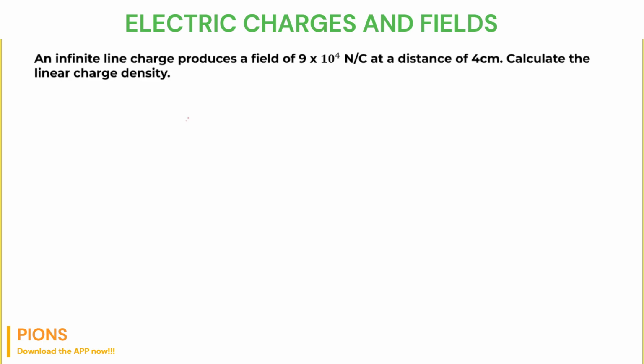Okay, the question over here says an infinite line charge produces a field. So electric field E over here is 9 into 10 to the power 4 Newton per Coulomb, that is our electric field, at a distance r that is equals to 4 centimeters. So I'm just writing it as 4 into 10 to the power minus 2 meter. Calculate the linear charge density. Now we know that due to a line charge, electric field E is equals to lambda by 2 pi r epsilon naught, right? So we are looking for lambda from this question because r is given and E is given. So lambda over here will be equals to E into 2 pi r epsilon naught.